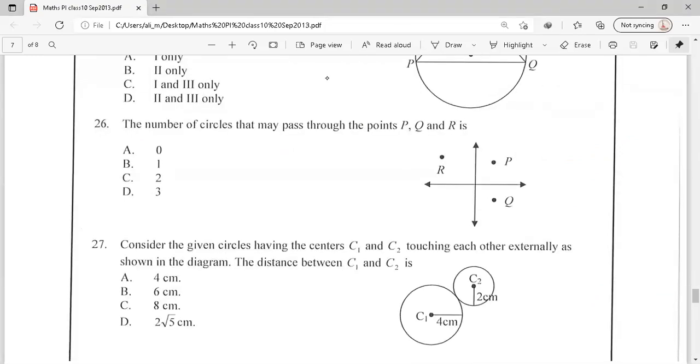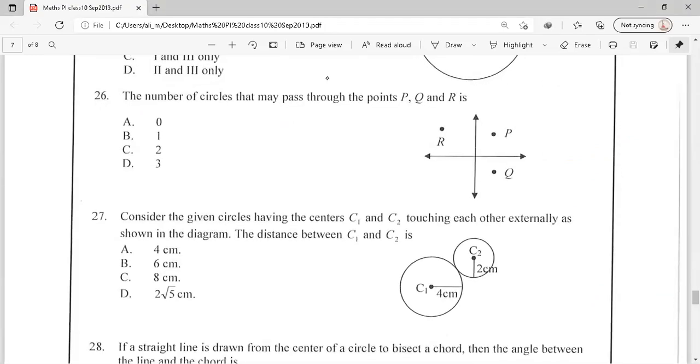Then let's see question number 26. The number of circles that may pass through the points P, Q, and R. These 3 points are non-collinear points, and only one circle can pass through three non-collinear points. So the correct answer is option B.